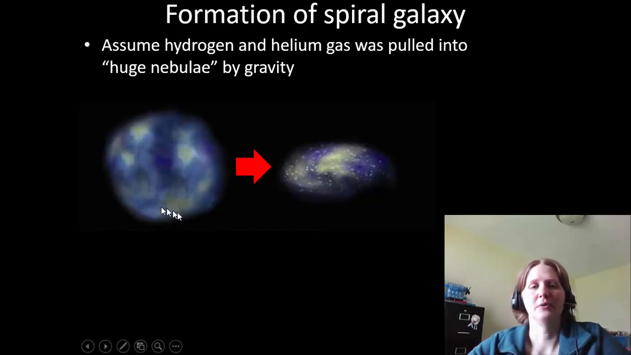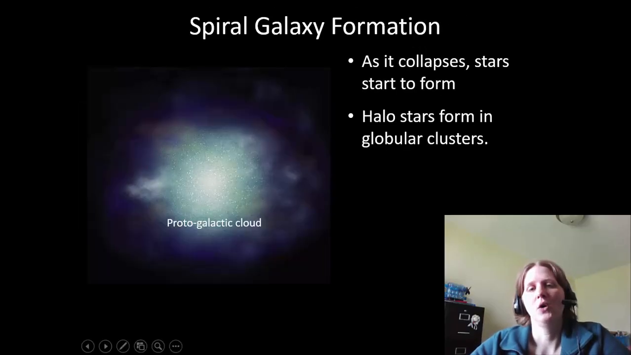So here's your proto-galactic nebula. Gravity starts to collapse it. And I hope this is sounding familiar. Right? Very similar to forming stars. While it's collapsing, it should be able to start forming stars. So your globular clusters would form at this point. So globular clusters don't have a lot of metals in them. Right? That's because they were some of the first stars to form before the interstellar medium gets enriched.